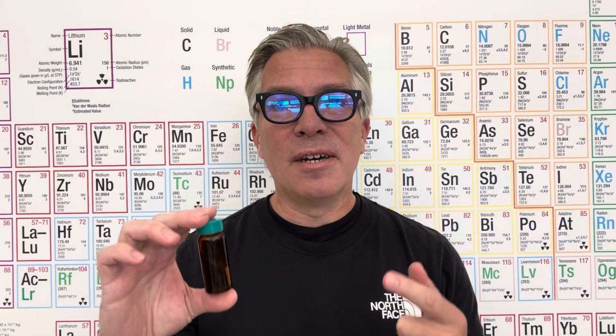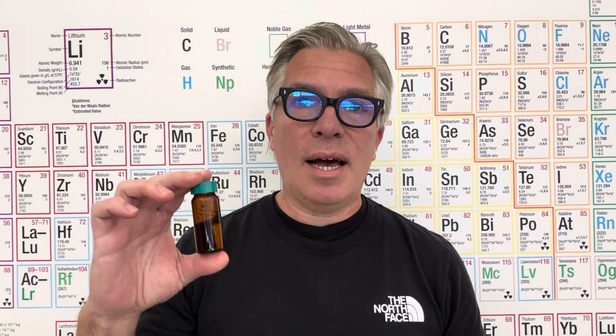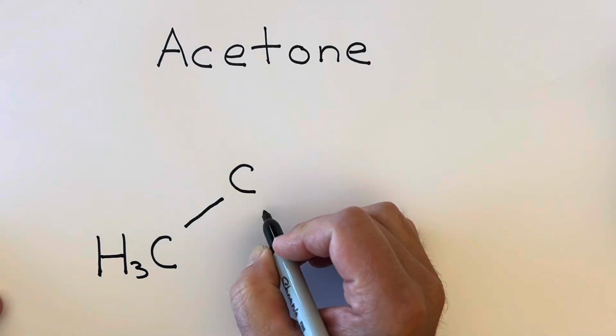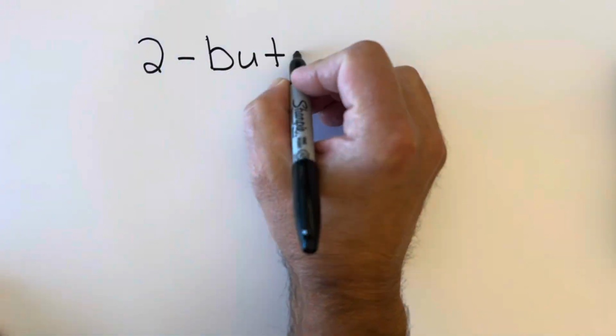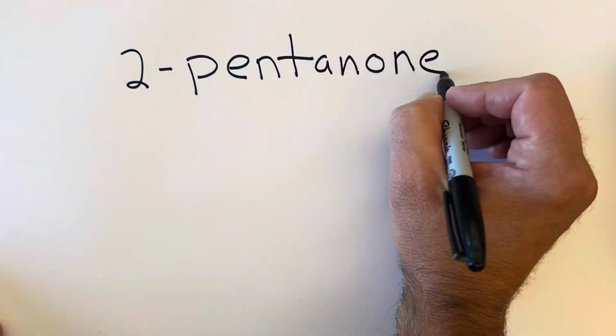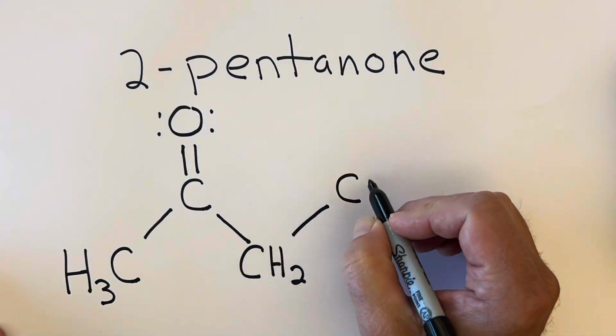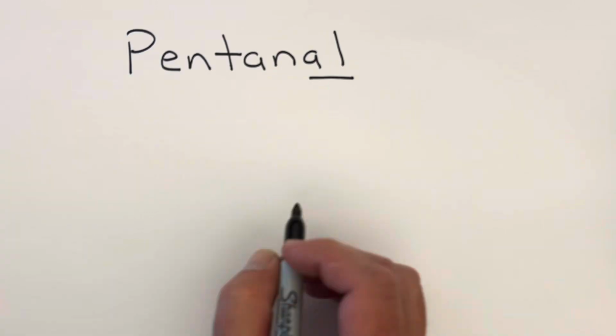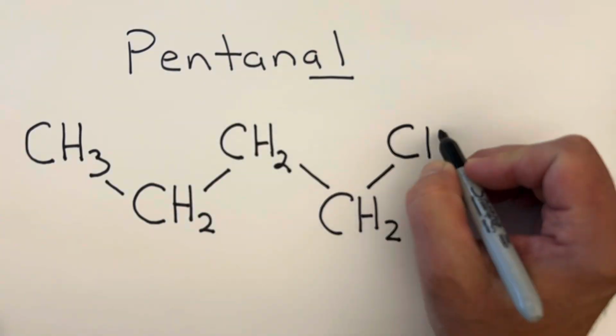I have here a mixture of 3 different compounds: acetone, 2-butanone, and 2-pentanone. All 3 are examples of ketones, which are organic compounds that contain a carbon double bonded to an oxygen somewhere in the carbon chain, although not on the end because that would make it an aldehyde.